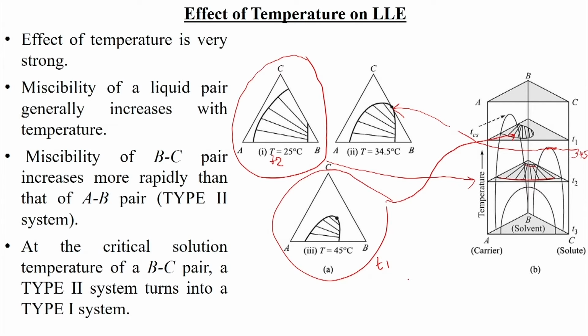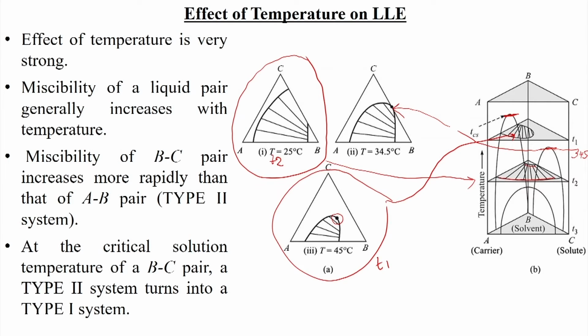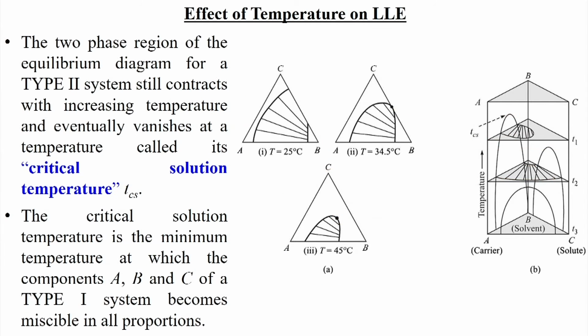If we go on increasing the temperature, this plait point will contract, and ultimately it will come to the AB line, touching that point. So, at the critical solution temperature, the binodal plot will be touching this AB arm, and the type 2 system will convert into type 1. That particular temperature is called the critical solution temperature. The two phase region of the equilibrium diagram for a type 2 system will contract with increasing temperature and eventually vanish at the temperature called critical solution temperature.